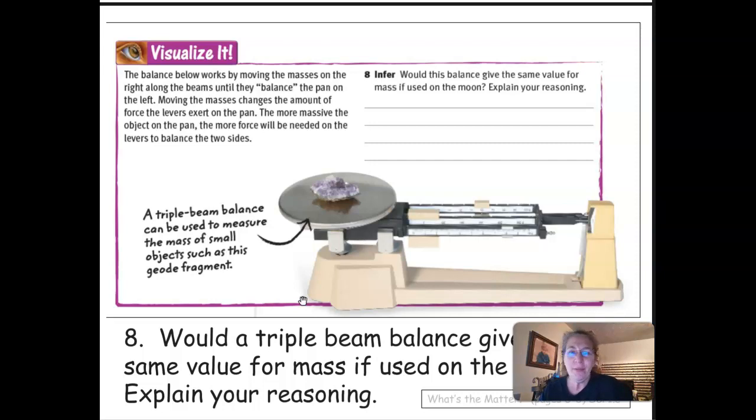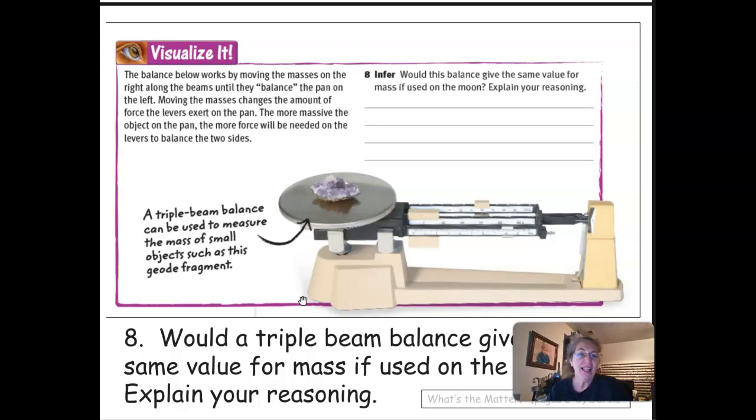Next, you have a Visualize It, which has a triple beam balance. It asks you to infer, would this balance give the same value for mass if used on the moon? Explain your reasoning. So pause the video and take a moment to answer the question. The answer is yes. The pull of gravity on the mass on the scale will be the same if you move the scale to another planet.